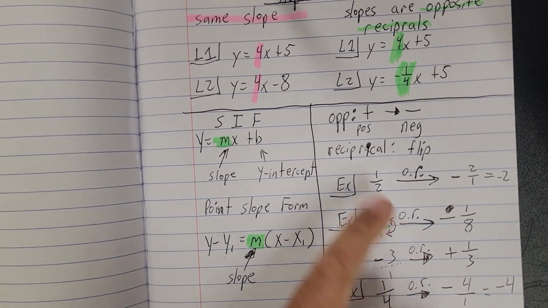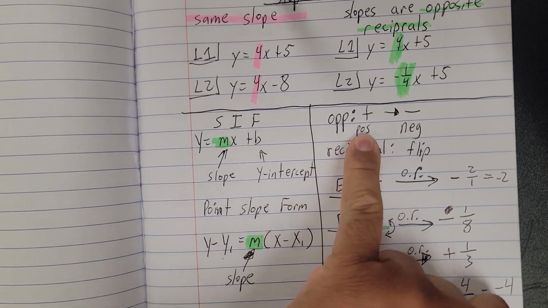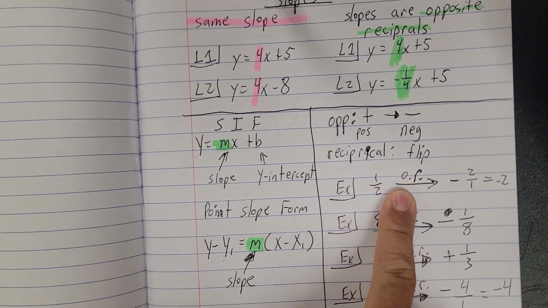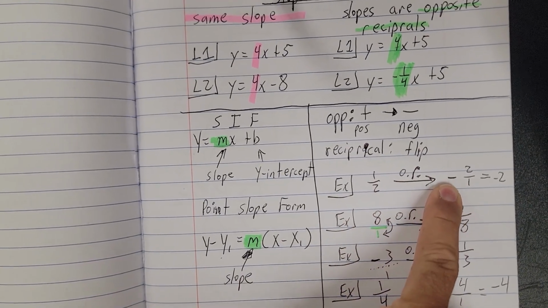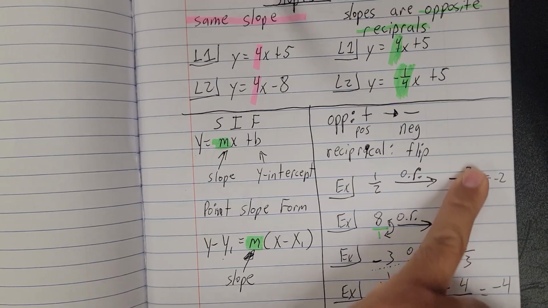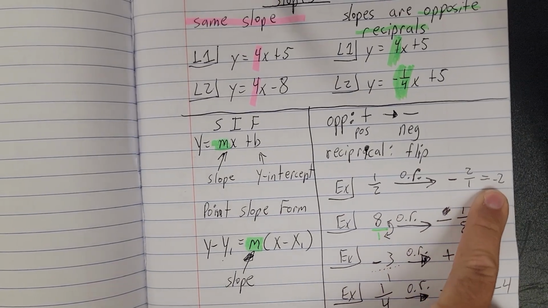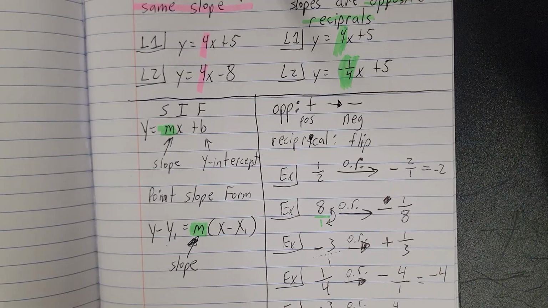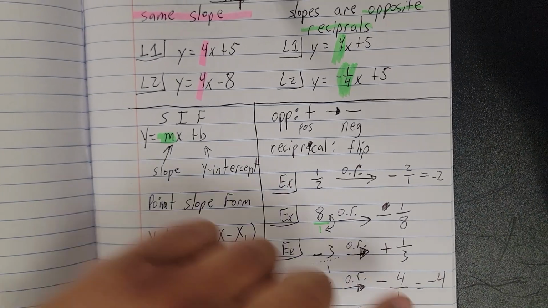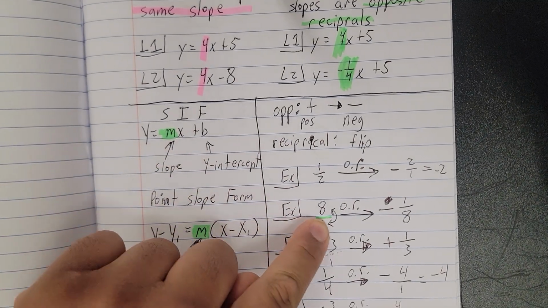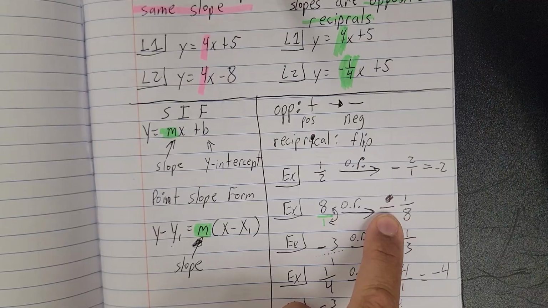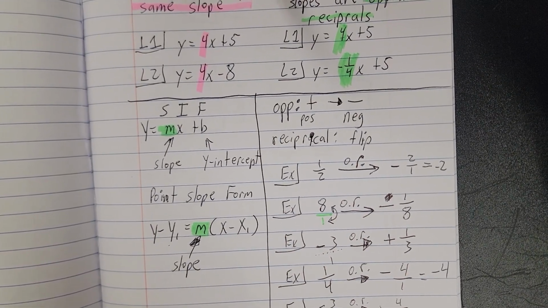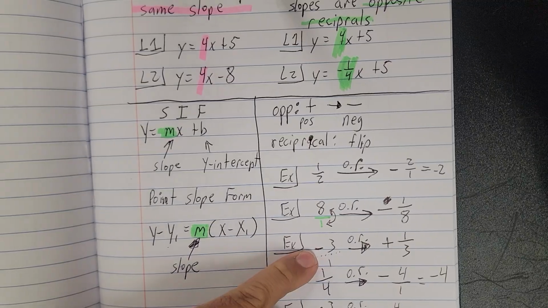All right. The opposite means you go positive to negative. The reciprocal means you flip it. So we have 1/2. Your opposite reciprocal is a negative because you have a positive, now it's negative. Then you flip it. So -2 divided by 1 is -2. If you have a whole number like 8 and you put a 1 under it, and then you make it opposite, it becomes negative, and you flip it, it becomes 1/8. All right, that's whenever you have whole numbers.